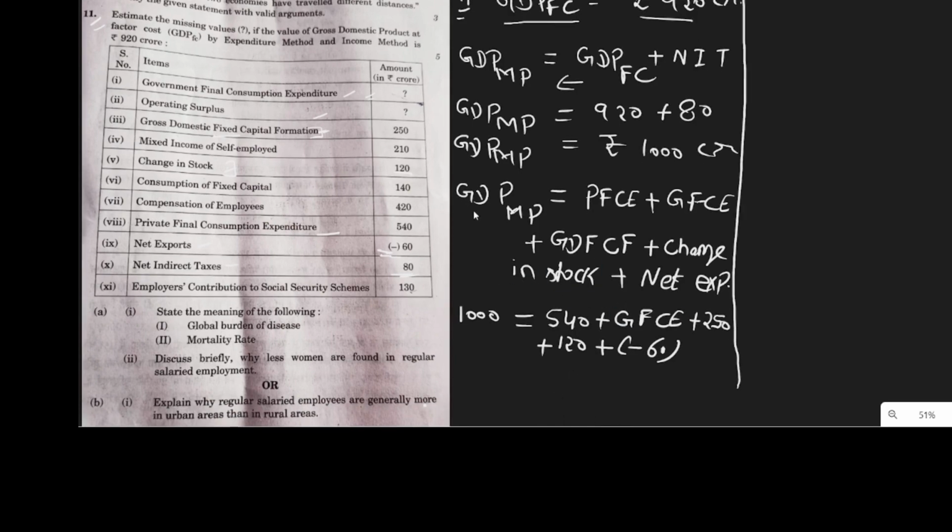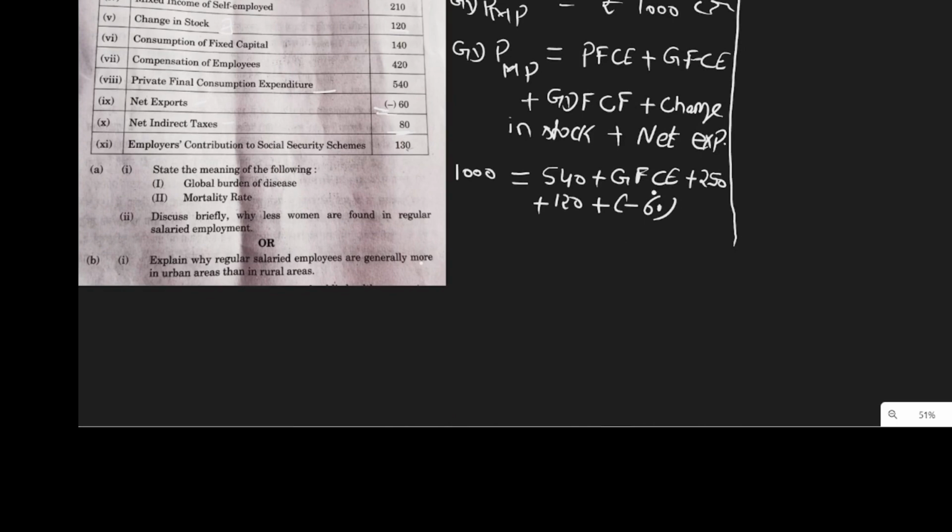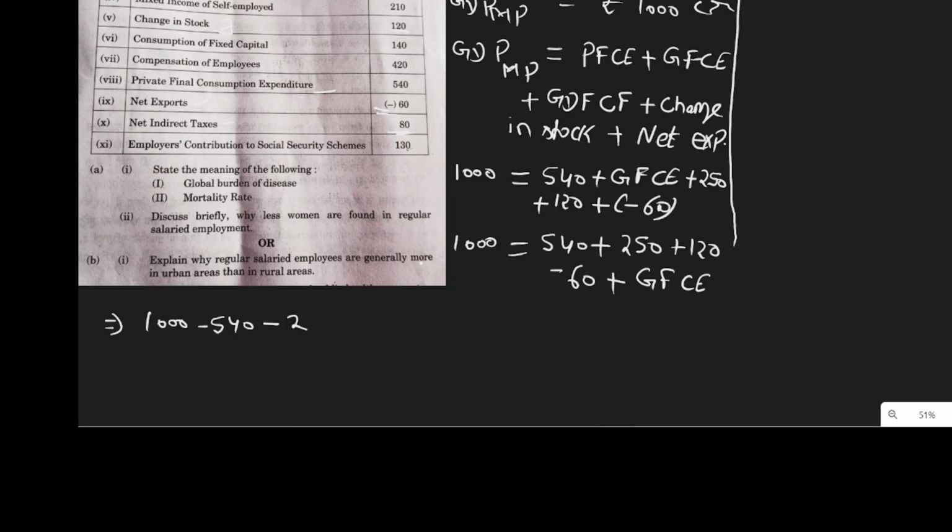Now by solving this, we can easily find government final consumption expenditure. 1000 equals 540 plus 250 plus 120 plus minus 60 plus government final consumption expenditure. Okay. I can bring all these terms to the left side and GFC will remain at the right side. Minus 540, signs change when we change the places from right to left or left to right. Minus 250, minus 120, this minus 60 becomes plus 60, equal to government final consumption expenditure.